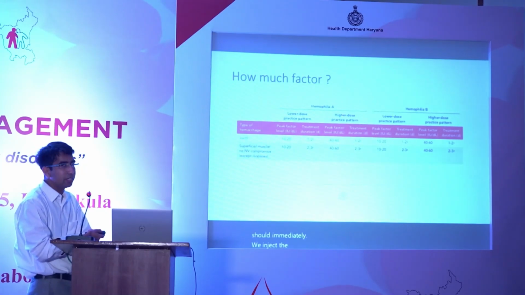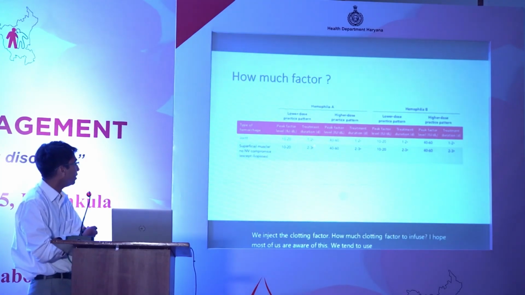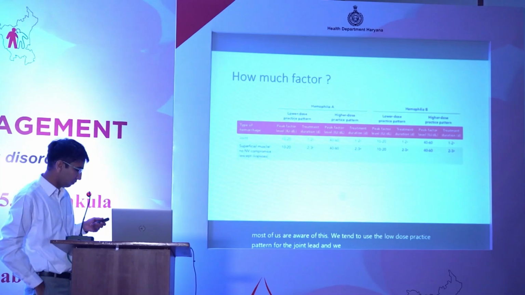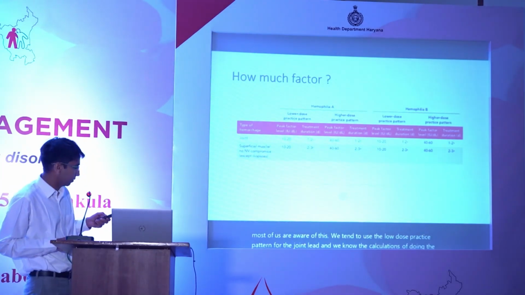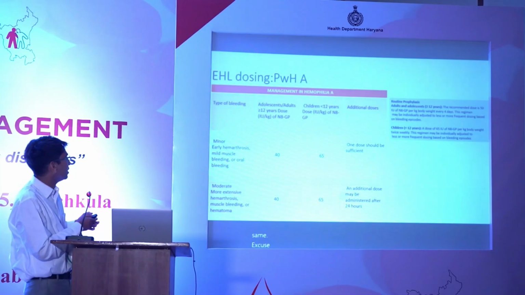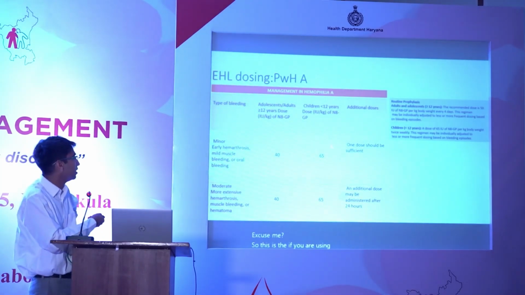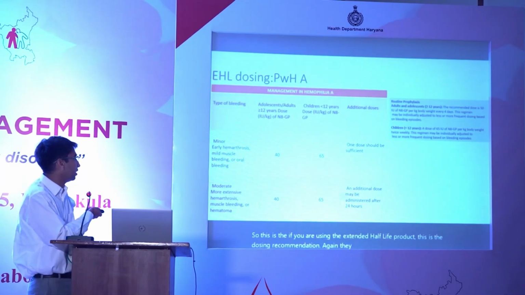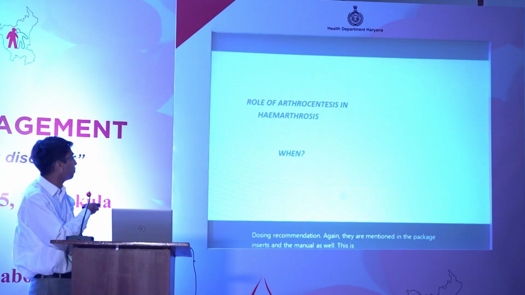How much clotting factor to infuse? I hope most of us are aware of this. We tend to use the low dose practice pattern for the joint bleed, and we know the calculations for doing these things. This is the dosing recommendation if you are using an extended half-life product. Again, they are mentioned in the package inserts and the manual as well. This is the dosing recommendation for hemophilia B.